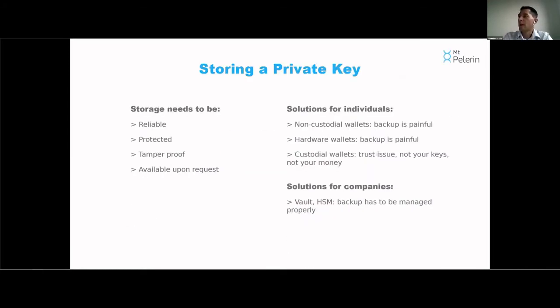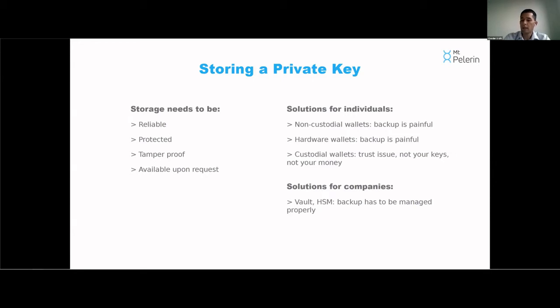So how do we store a private key? First, the requirements of the storage. Of course, it needs to be reliable. If you lose the private key, you lose the funds. It needs to be protected. If the private key gets hacked, you lose the funds. Tamper-proof. If the private key gets corrupted, then you lose the funds as well. And it needs to be available because, of course, you want to be able to exchange your funds or move your funds from one place to another whenever you need it.